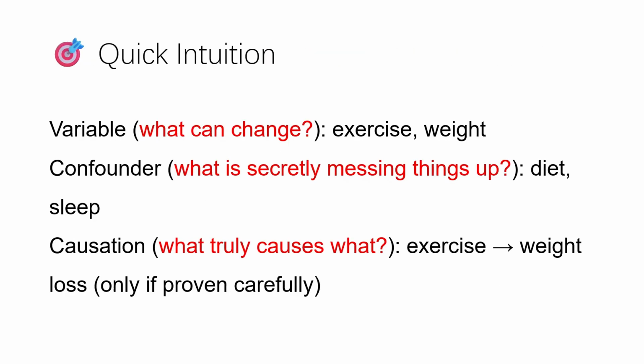Let's simplify everything with a quick intuition. First, variables. These are just things that can change. In our example, that's exercise and weight. Next, confounders. These are the hidden factors that can secretly mess things up. Things like diet and sleep can influence both how much you exercise and how much weight you lose. And finally, causation. This is what we really want to understand. Does exercise truly cause weight loss? The answer is only if we prove it carefully by controlling all those hidden confounding factors. So always remember, what you see in data isn't always the full story.